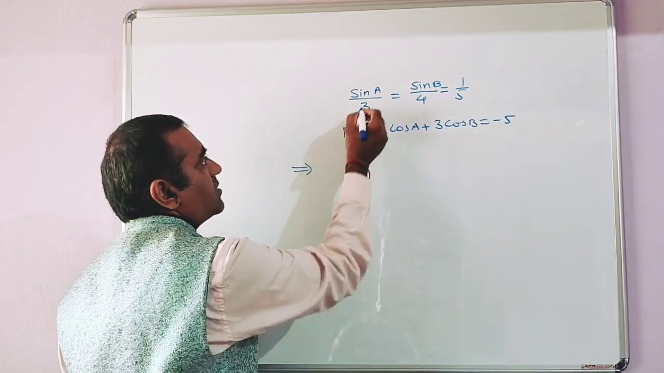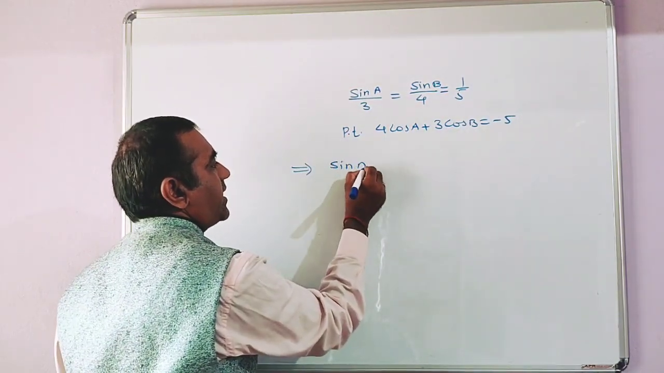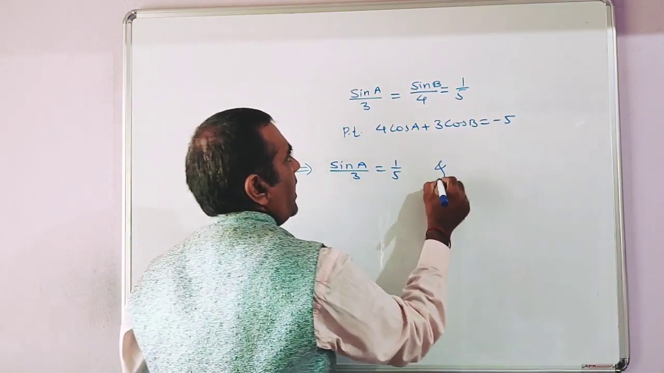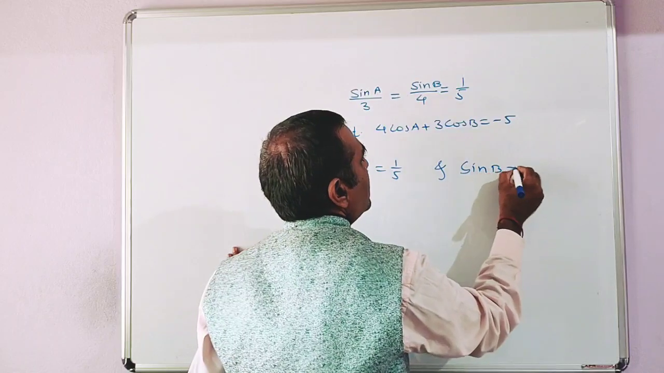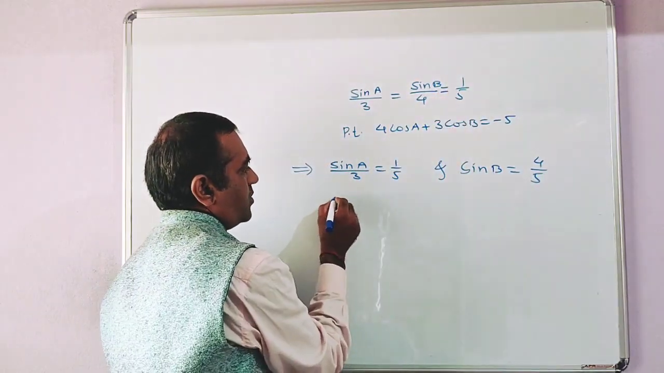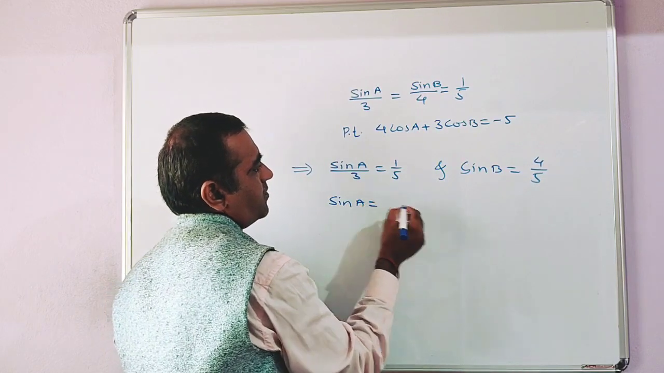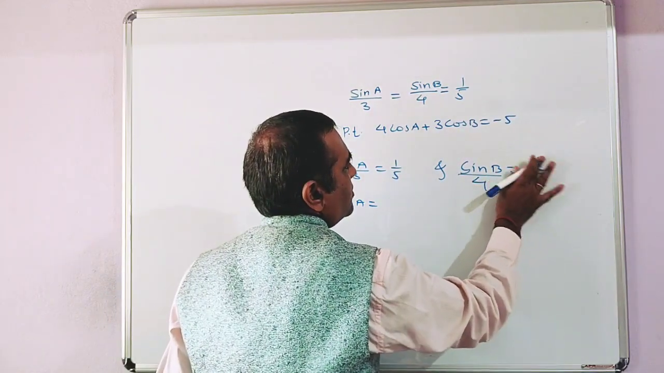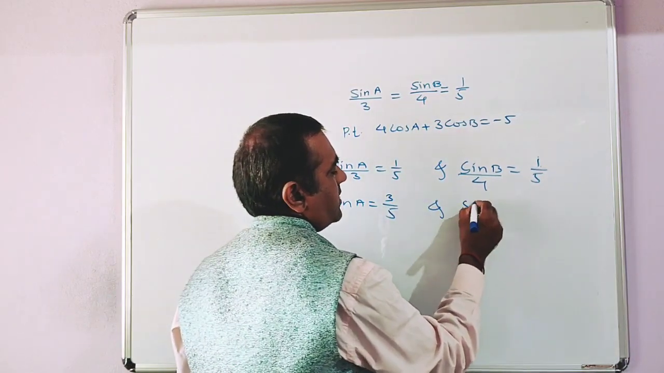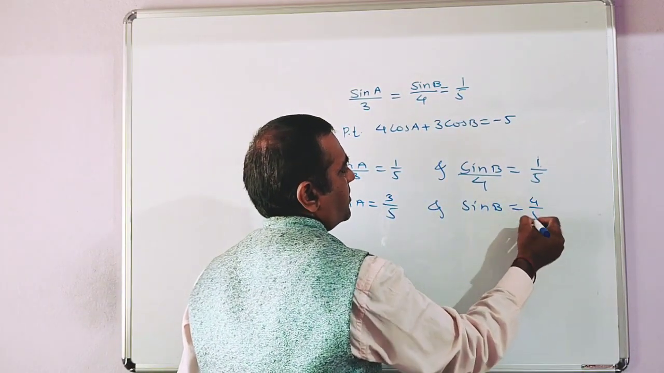First you have to find out the value of sin A. Sin A upon 3 is equal to 1 by 5, and sin B is equal to 4 by 5. Similarly, sin B upon 4 is equal to 1 by 5. So sin A will be 3 by 5 and sin B is equal to 4 by 5.